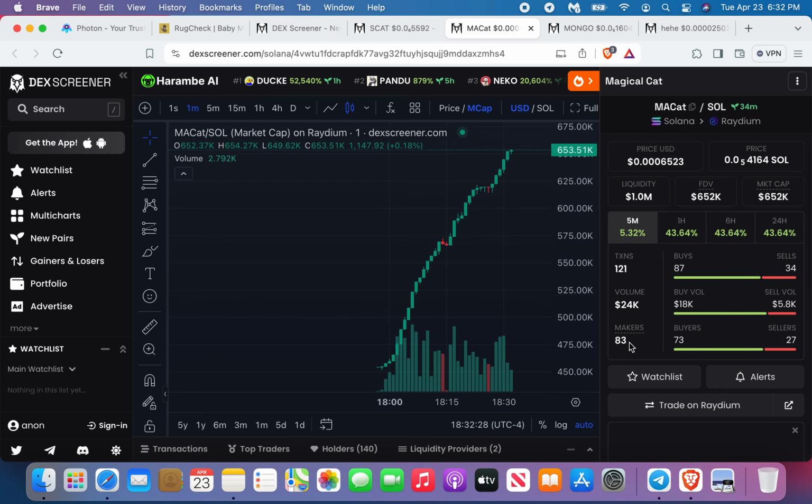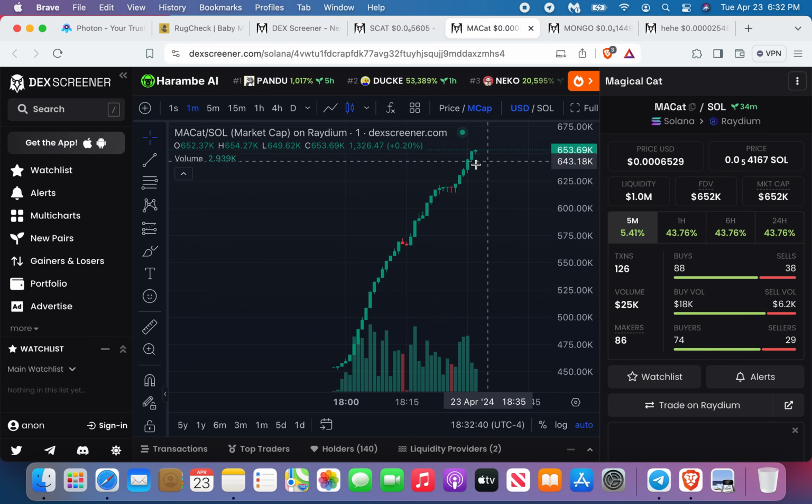And right here, we only have 83 makers in the last 5 minutes. You don't have like 600 makers. So unless it's an actual project that's just been released or something that just has a lot of momentum, seeing this, this is going to get rugged any second. I'm going to keep this tab open because this one is a definite rug. And they usually get rugged around the round numbers, like 700K, 675K.